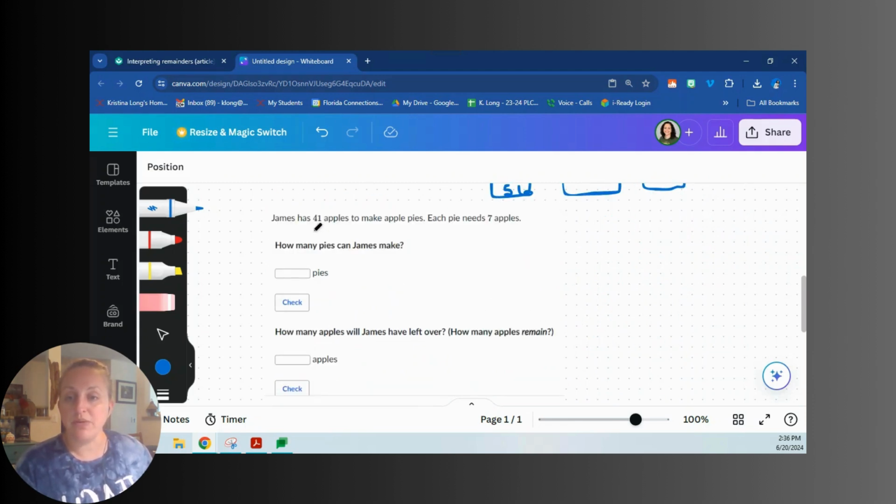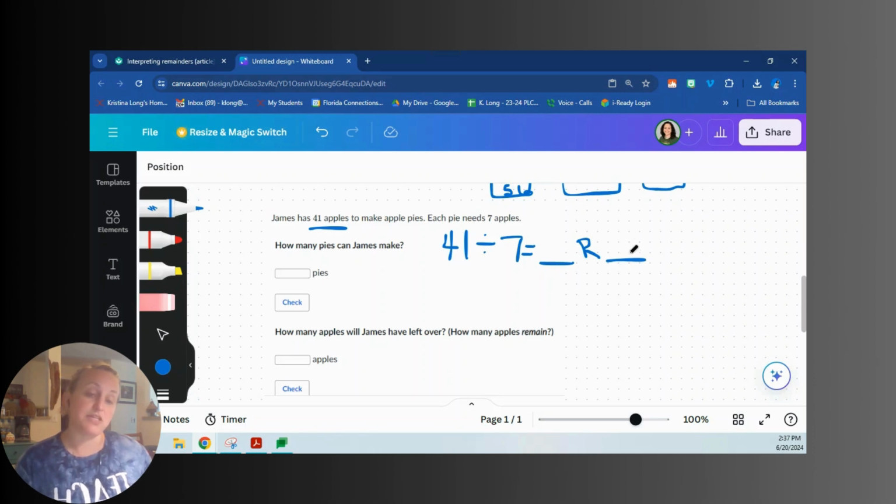Okay, let's look at this next question. James has 41 apples to make the pie. All right, if we start out with apples, remember our remainder is going to be apples too. He has 41 apples to make a pie. Each pie needs 7 apples, so there's going to be 7 apples in every pie. How many pies can he make? And then how many apples are left over? So my answer is pies, but my remainder is apples.